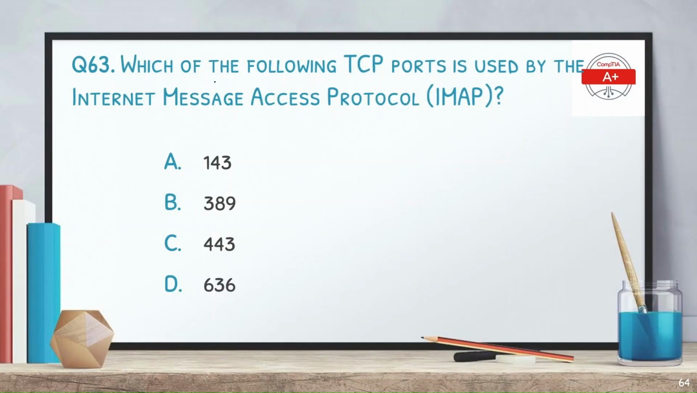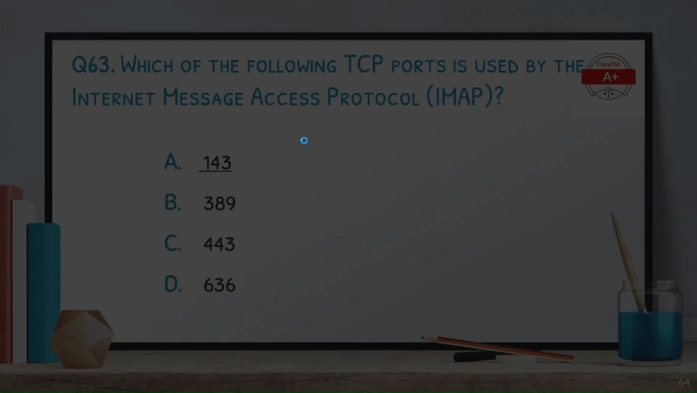Question number 63 is that which of the following TCP ports is used by the Internet Message Access Protocol, that is IMAP? The options are A. 143, B. 389, C. 443, and D. 636. And the correct option is port number 143.